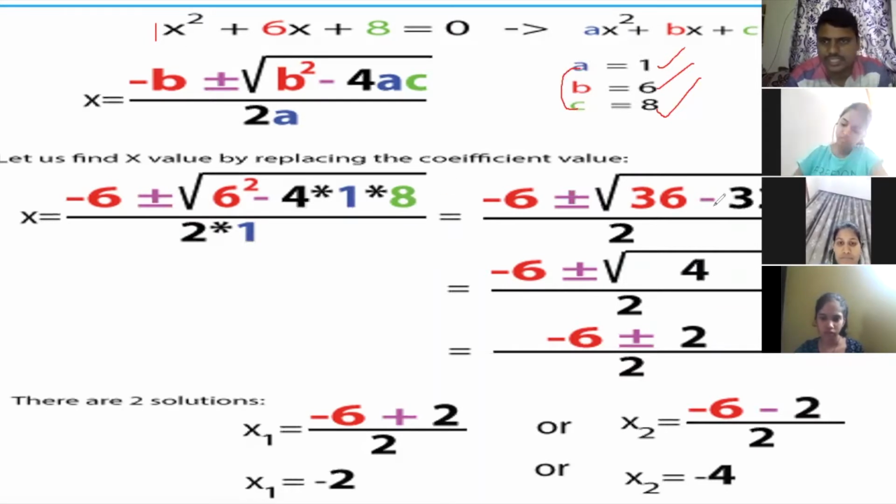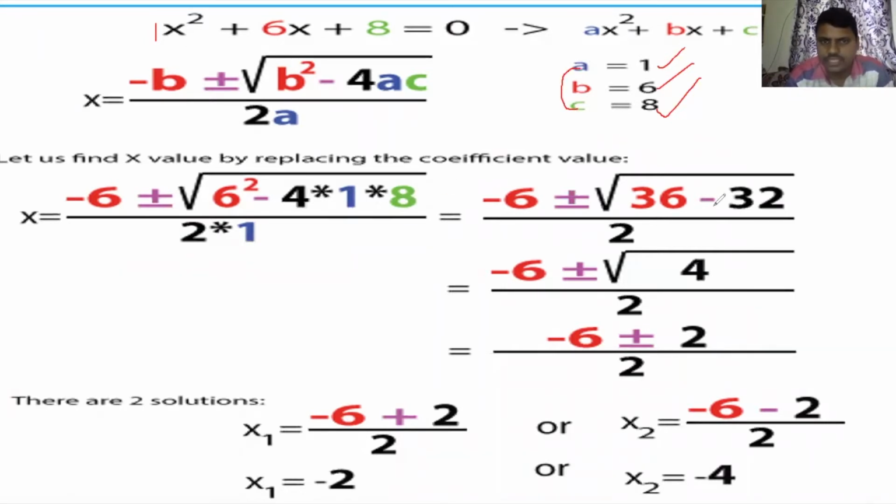So 36 minus 4 times 8 is 32. 36 minus 32, root 4. Root 4 is 2. Just 2, right? Is it clear, Pranavi? Yes, sir. Because we know that root 4 is 2, root 16 is 4, root 25 is 5, root 36 is 6, like that. You have to remember that. We are going to apply it more here.